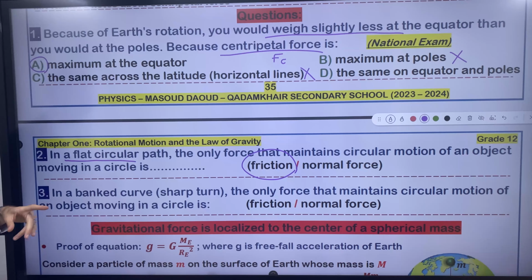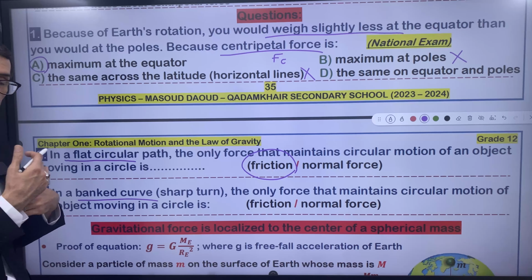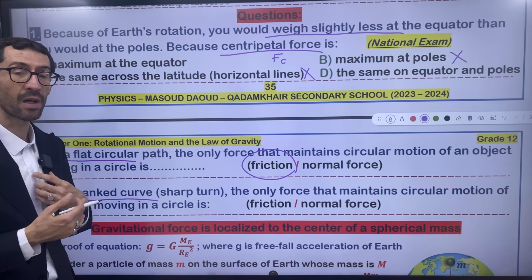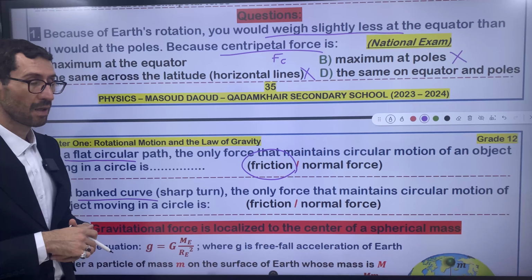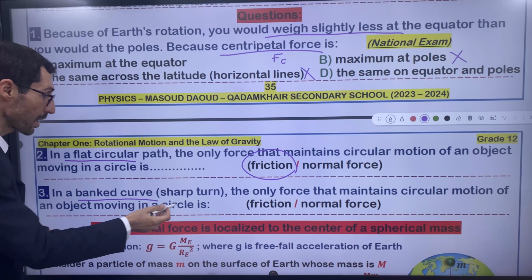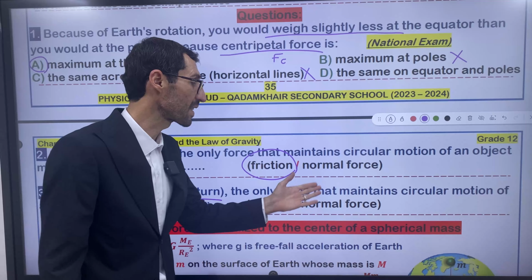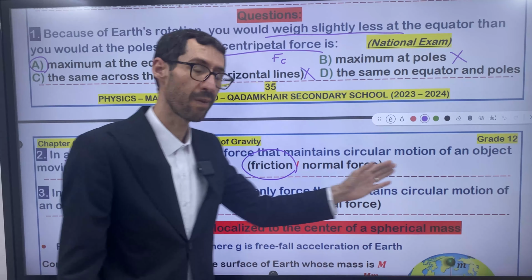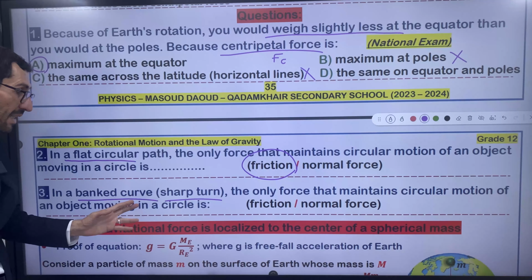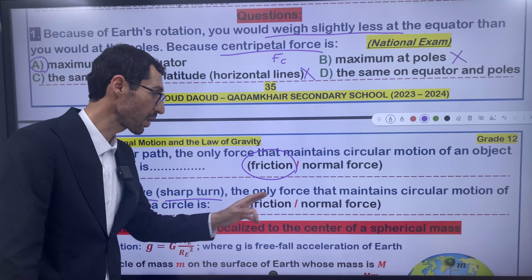But one more question, question number 3. In a banked curve, what's a banked curve? It means a sharp turn. It's not an ordinary turn. Maybe there's a defile, maybe a mountain road, where there are a lot of defiles. In this situation, a sharp turn or banked curve, the only force that maintains circular motion of an object in a circle is: friction or normal force?